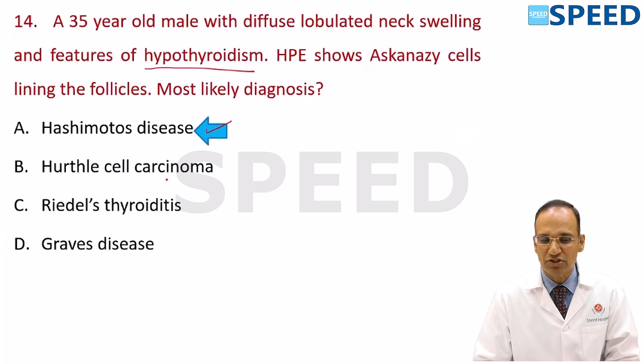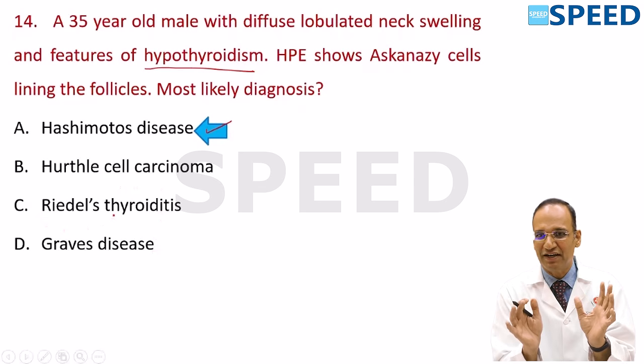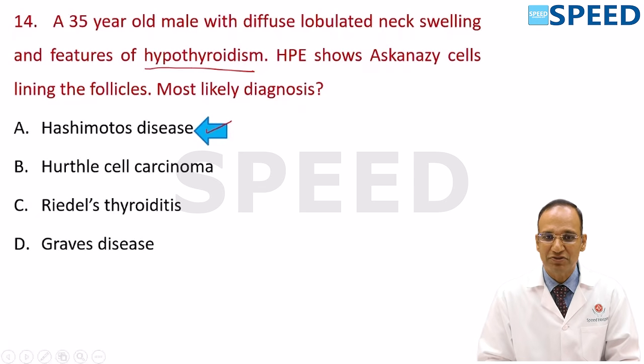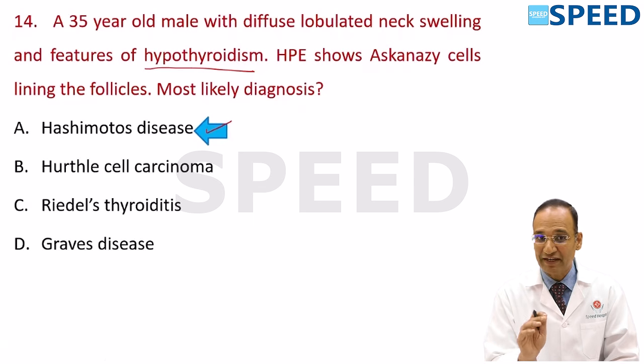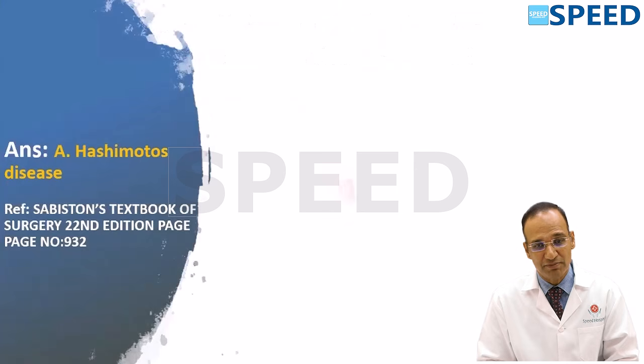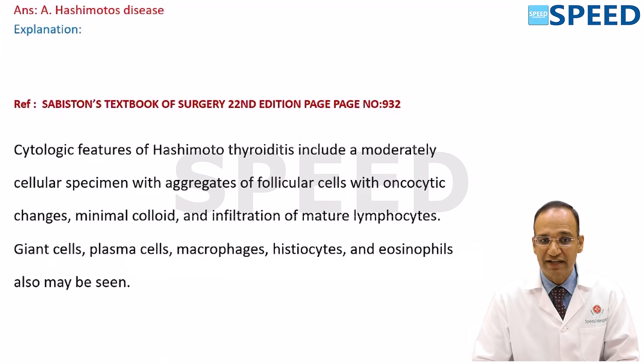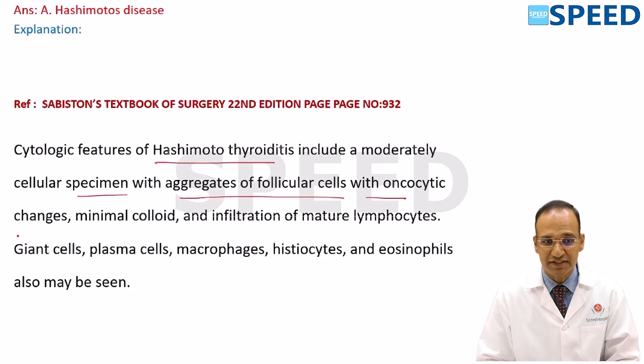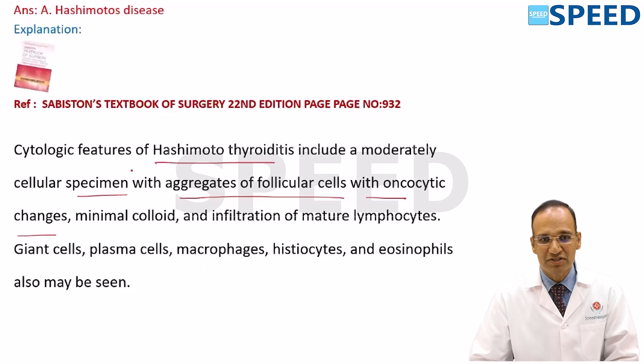Because Hurthle cell carcinoma is euthyroid, Riedel's is hypothyroid, Graves is hyperthyroid. But when you see Riedel's, it will be a fibrosing condition. Those features are not given here. Those are fibrosing conditions, and even that can produce hypothyroidism, but those fibrosing features are not given in this question. So the right answer is Hashimoto's. This is also called chronic lymphocytic thyroiditis. So cytological features: Hashimoto's thyroiditis shows a moderately cellular specimen and aggregates of follicular cells with oncocytic changes. These are keywords here. This is given in Sabiston 22nd edition, page number 932.